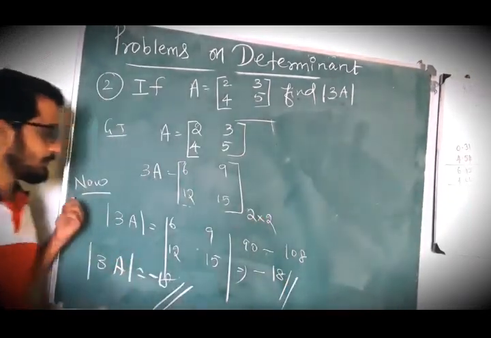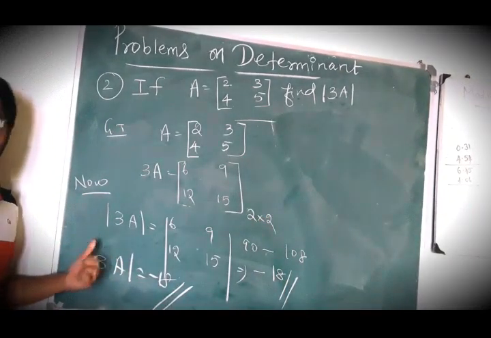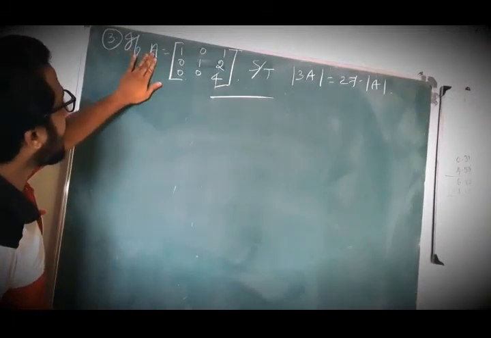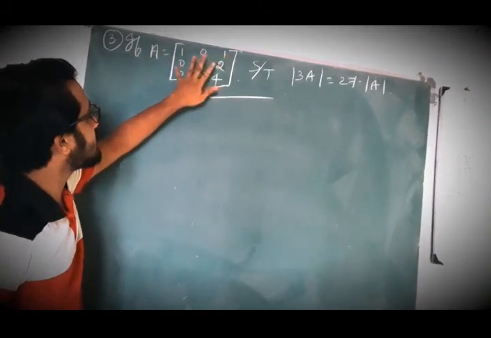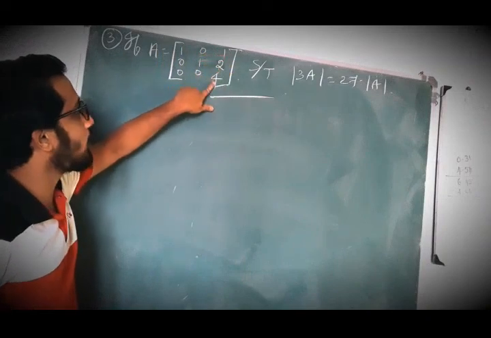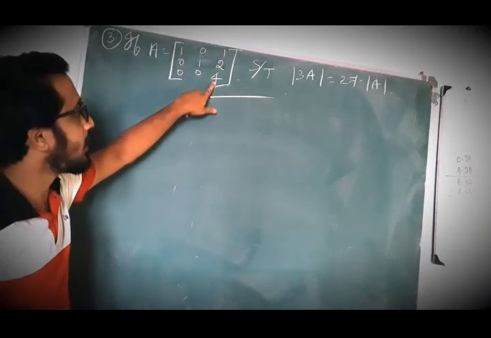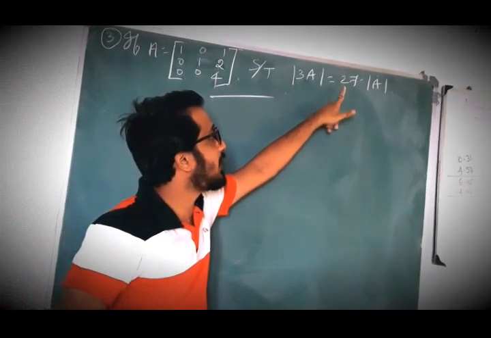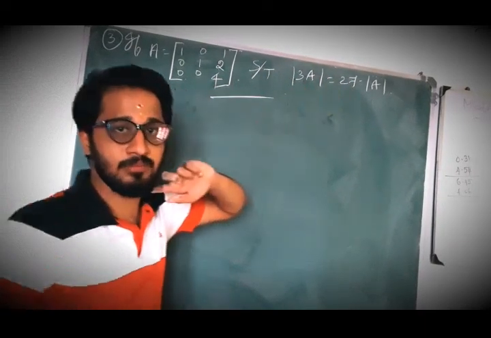Just go through this. Third question. If capital A is equal to 1, 0, 1; 0, 1, 2; 0, 0, 4, the order of this matrix is 3 by 3. Show that determinant 3A is equal to 27 times determinant A.